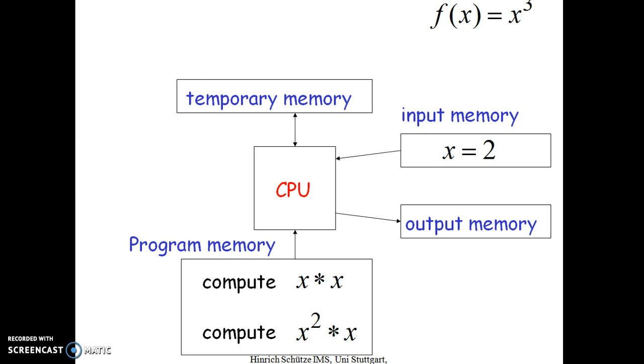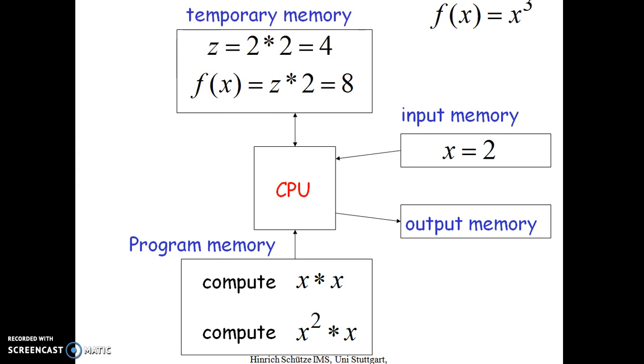Next, what the temporary memory will do is calculate x into x first, and that value will be stored in a temporary variable. Along with that temporary variable, the other value 2 will be multiplied and the value 8 will be calculated. That is the value of f of x, and that value will be stored in output memory. This is how a computation will work.